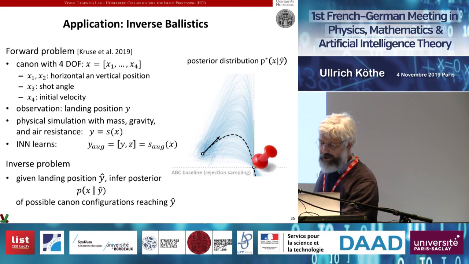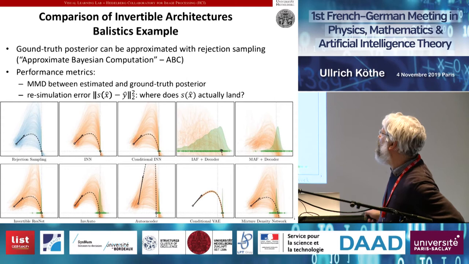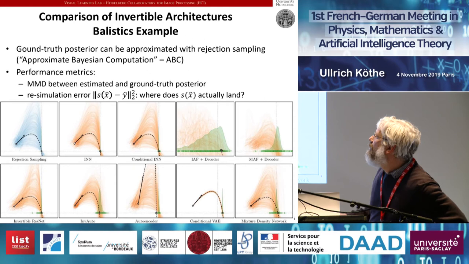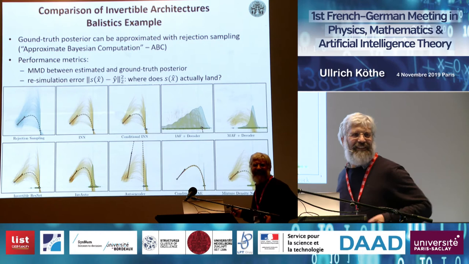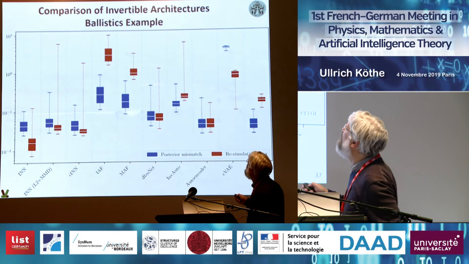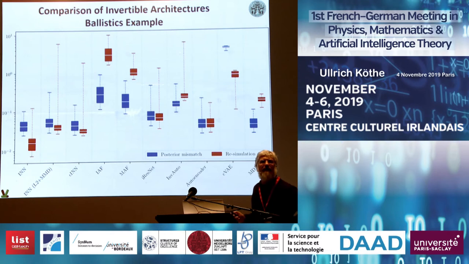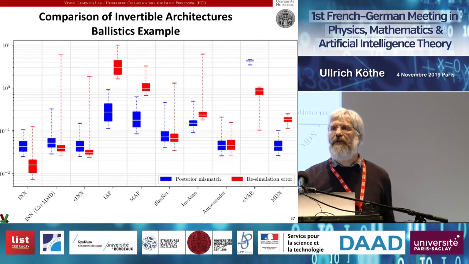And here you see the results. So again, the INNs are pretty good. The conditional variational autoencoder is very bad. It always hits the same point, so it doesn't learn at all. And then the others are more or less bad. So here, for example, this has a very, very big resimulation error, so it doesn't really hit the desired point. And you also see this in the numbers here. Really bad results for these methods. And the same picture: the INNs are good, the autoencoder is good, and the MDN is good. And that's also a pattern that we see in more involved applications. So it's not just restricted to the toy example.